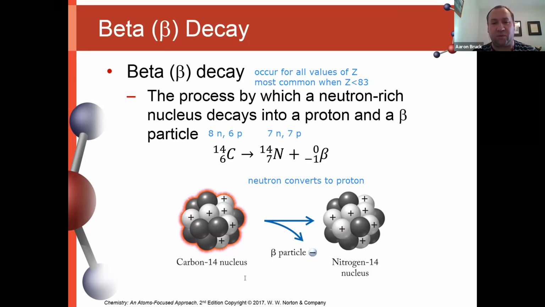Beta particles, we can always pick them out. Beta particles have no mass, -1 charge. We can kind of think of them as nuclear electrons. So very similar to electrons. Sometimes we refer to them as electrons, but they're not truly electrons. They're negative subatomic particles that tend to exist in the nucleus, as opposed to electrons, which are subatomic particles that exist outside of the nucleus.